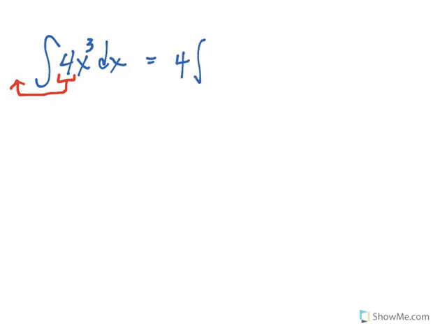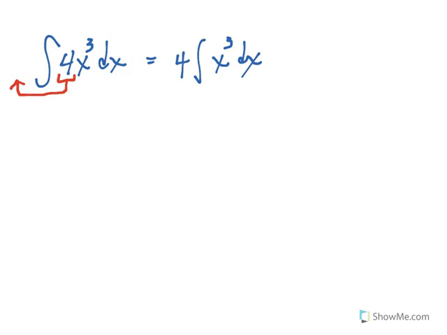Let's say that I've got the integral of 4x cubed dx. Now, if you recall from Chapter 2, constants did not get in the way of deriving. So the same thing is going to happen when we integrate, and constants may move through the integrand. So you can rewrite this as 4 times the antiderivative of x cubed dx.